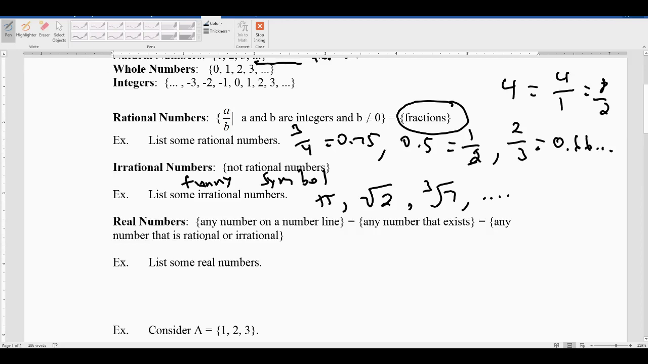Now, real numbers are pretty much any number on the number line, any number that exists, any number you might see in this class. It consists of all rational and irrational numbers. So some real numbers: 0, -4, 2/3, negative square root of 2. You just keep on going.